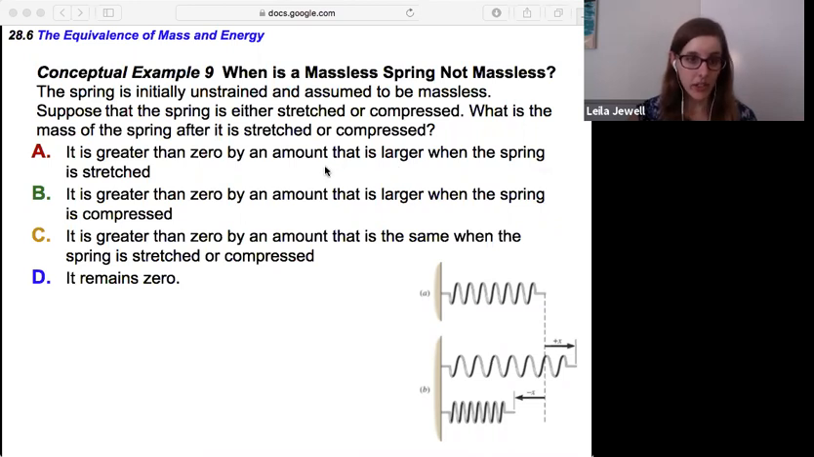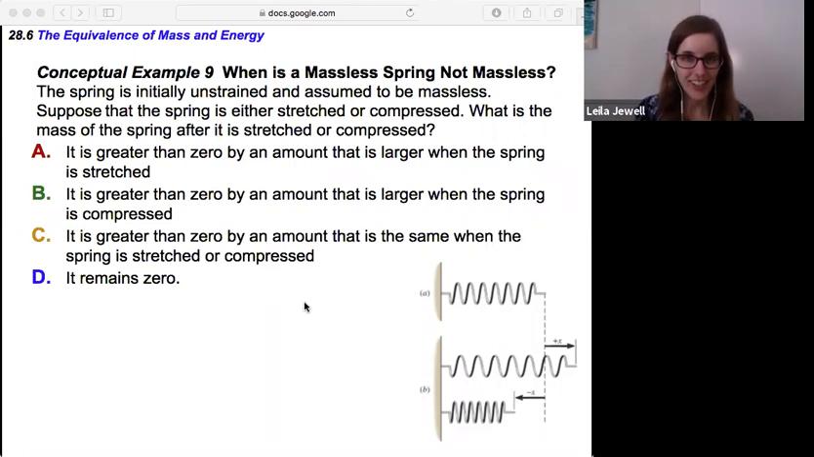A says it is greater than 0 by an amount that is larger when the spring is stretched. B says it's greater than 0 by an amount that's larger when the spring is compressed, when it's shortened, which is shown in the lowest figure. C says the mass of the spring is greater than 0 by an amount that's the same when the spring is either stretched or compressed. Or D, it remains 0. If it didn't have mass to start, it's not going to have mass when you just start stretching or compressing it. So I want you to think about this. Go ahead and hit pause now so you can reflect and come up with an answer.